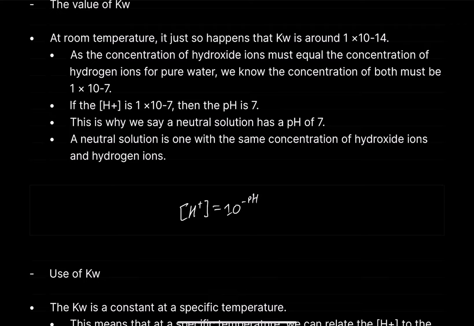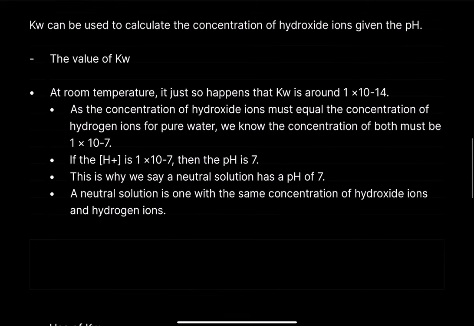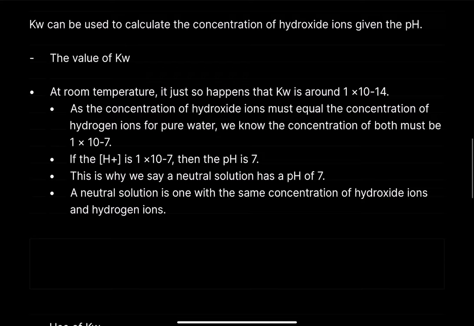KW is a constant. It's a specific value that you need to know for your exams. Very easy to remember. If you have that and you have your H plus concentration, you can rearrange your equation and get the concentration of OH minus, or hydroxide ions, in your solution. At room temperature, it so happens that KW is around 1 times 10 to the power of minus 14. As the concentration of hydroxide ions must be equal to the concentration of hydrogen ions for pure water, we know the concentration of both must be 1 times 10 to the power of minus 7.